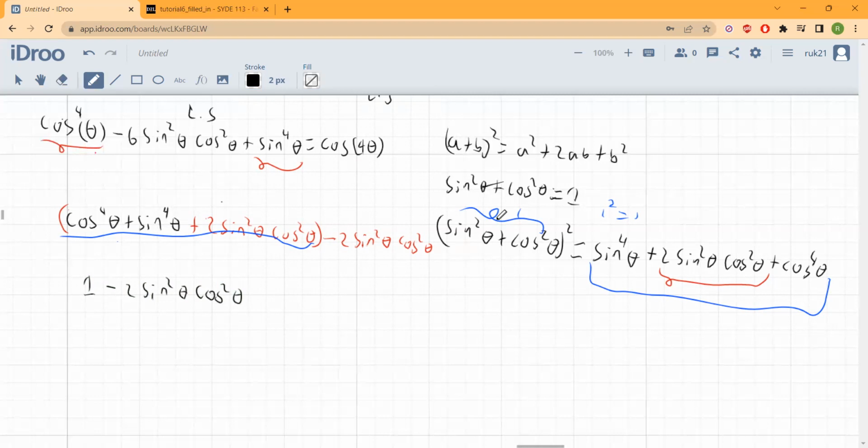So what we just managed to do, and I'm just going to repeat, is we took our cosine to the power of 4 theta plus sine to the power of 4 theta, I took it down here and I manipulated it a bit by adding 2 sine squared theta cosine squared theta and subtracting 2 sine squared theta cosine squared theta. And I made cosine to the power of 4 theta plus sine to the power of 4 theta into 1 minus 2 sine squared theta cosine squared theta.